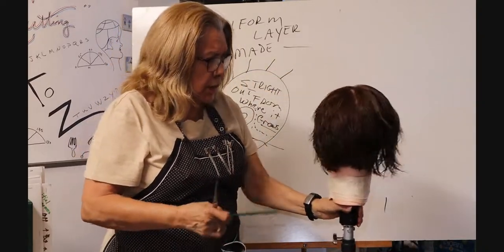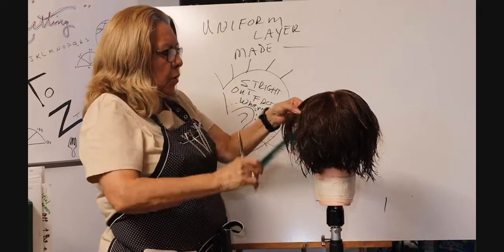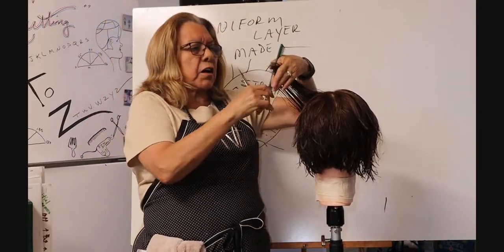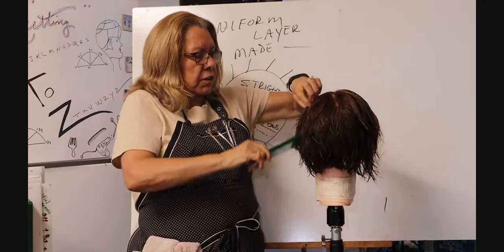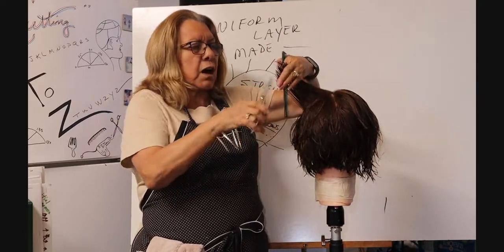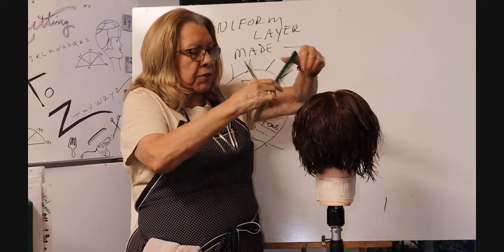All right, so let me take this side now. We're going to ride this parietal line, pick that hair up, take that corner off, and you can see that this is going to create a whole lot of layers. There's definitely a corner.